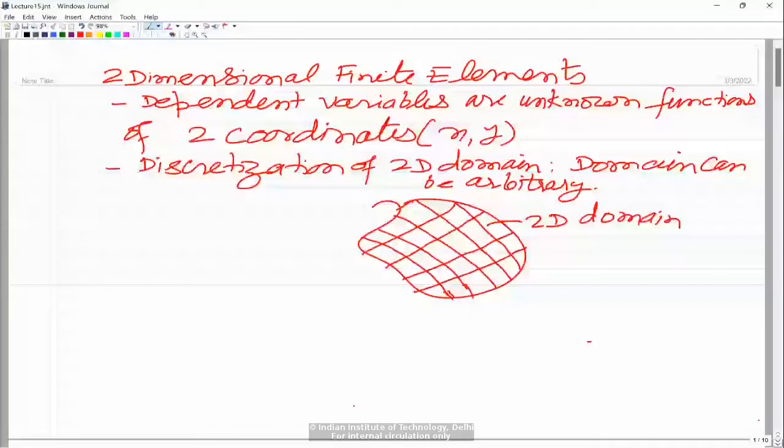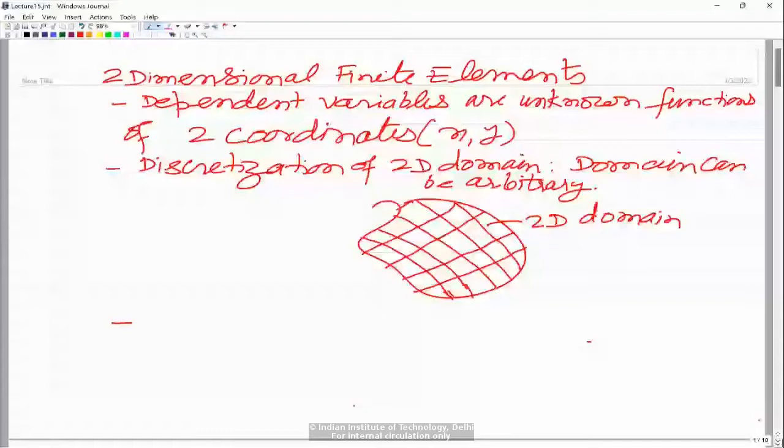Another important feature is that in 1D problems we have discussed the formulation only in terms of the physical coordinate, the x coordinate, which is the local coordinate along the length of the element. It can also be done using a natural coordinate, but there is no added advantage there, so I did not discuss that. But in 2D, I will demonstrate what happens if we use the physical coordinate and the natural coordinate, and what the advantages are.